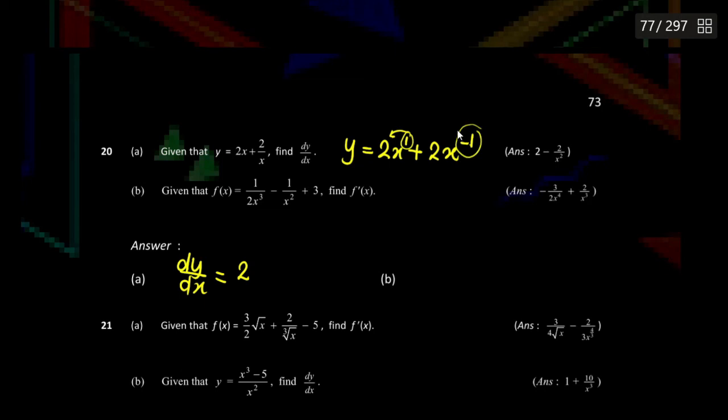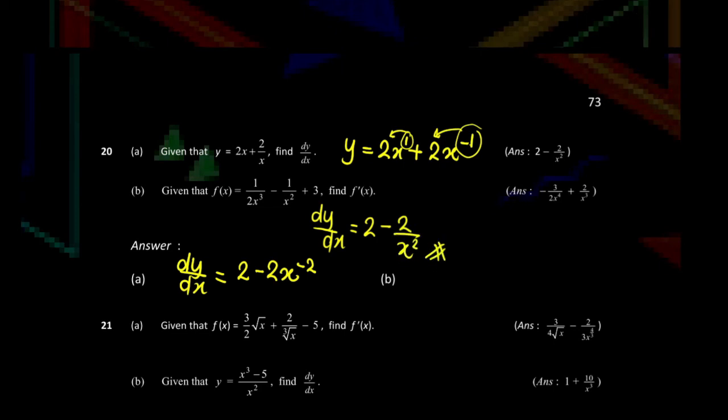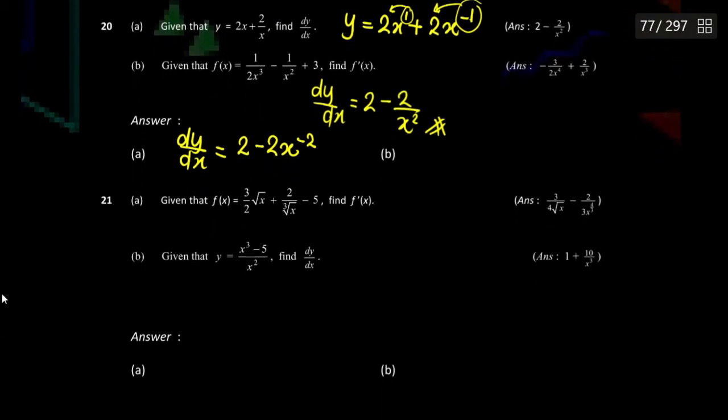Then this one, negative 2 times negative 1 times 2, negative 2x. And then here, negative 1 minus 1 is negative 2. So rewrite these nicely. Don't leave the power as negative. Right here, dy/dx is 2 minus 2 over x squared. Bring the x down back because the x power cannot be negative. Usually the final answer, we don't leave it as negative. So you guys can try question 20b.